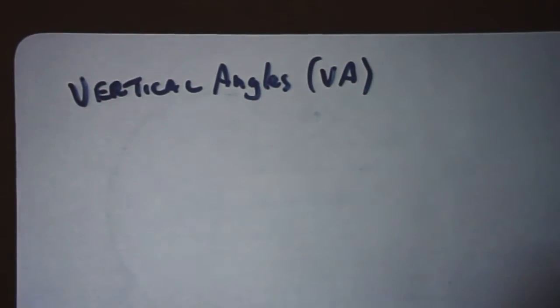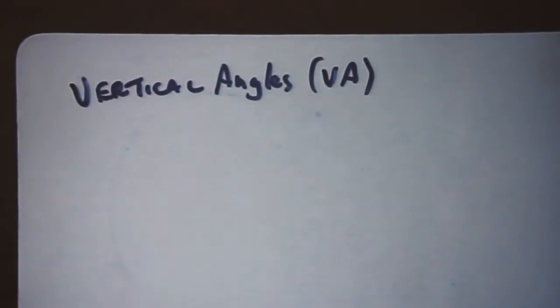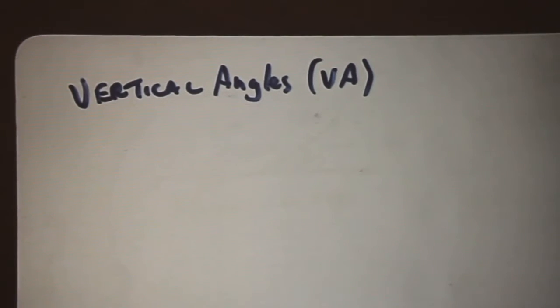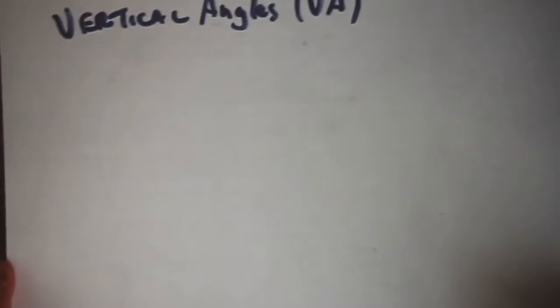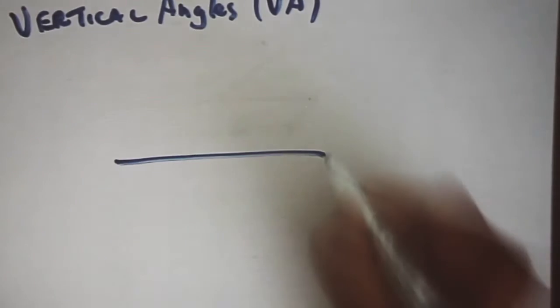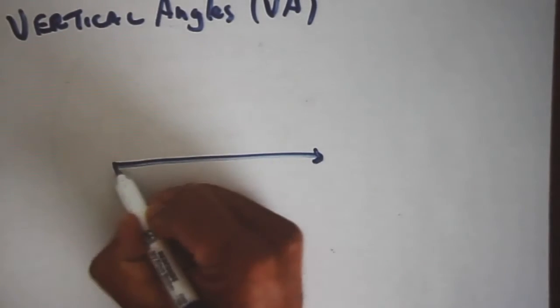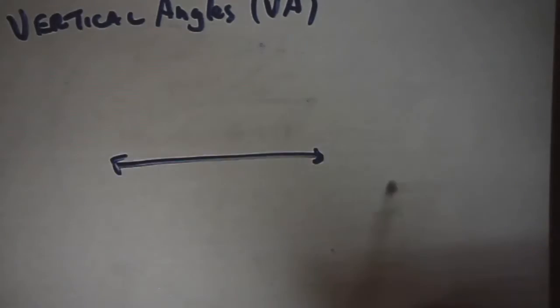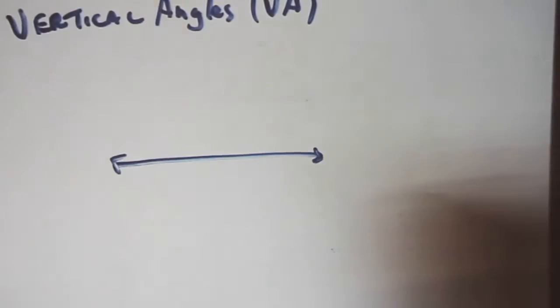Alright, welcome back. This lesson is a continuation on the straight angles lesson that we just looked at. We call these vertical angles. And the last time we looked at straight angles, we said that if we have any line that looks like this, there's 180 degrees within the line. So from here to here, 180 degrees.